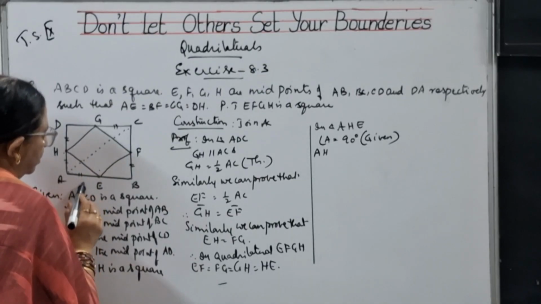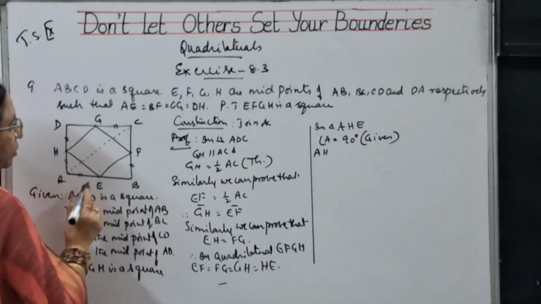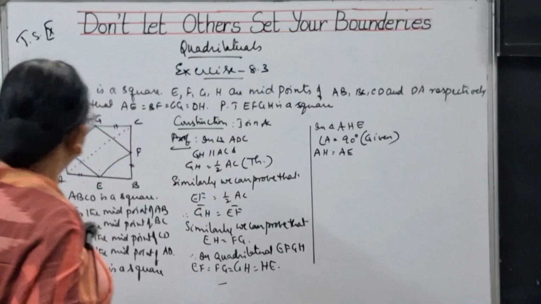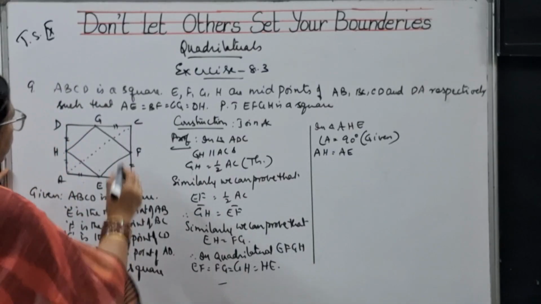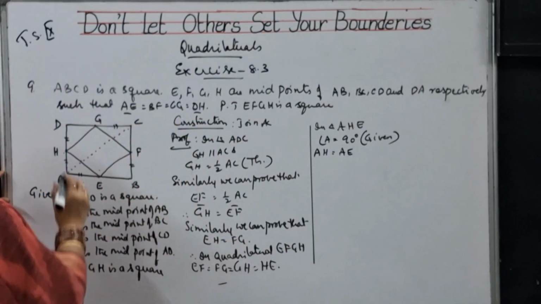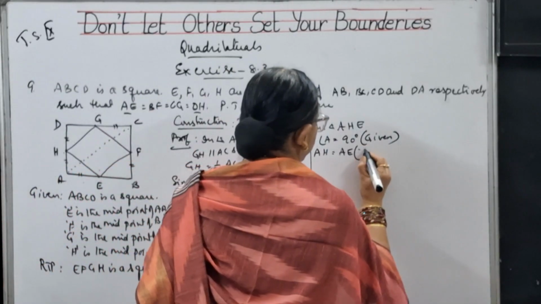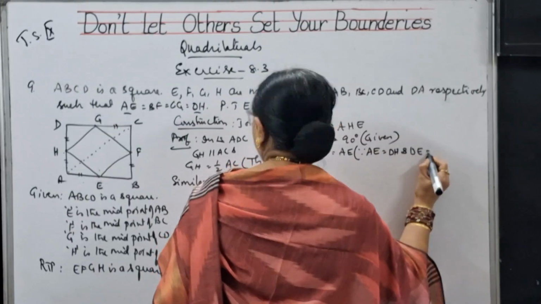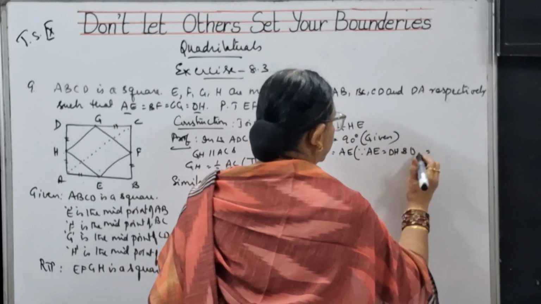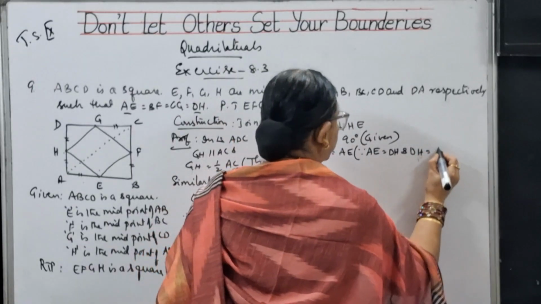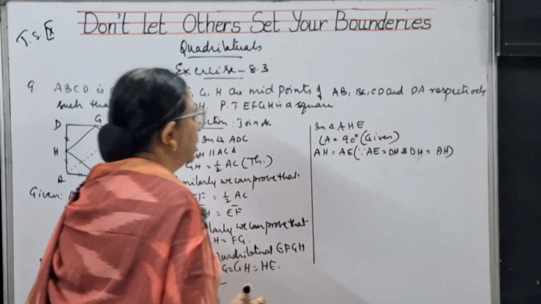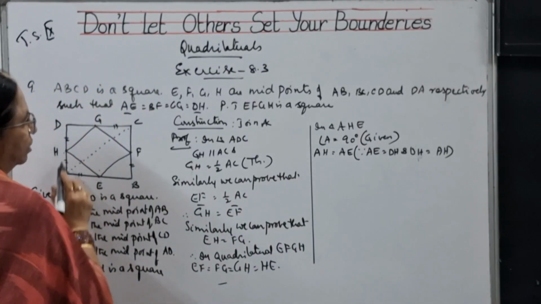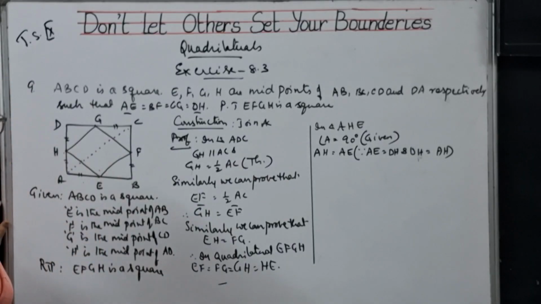So I can say that AH is equal to AE. The reason is that we have AE is equal to DH, and DH is equal to AH. Because of this reason, I can say that AE is equal to AH, or AH is equal to AE.